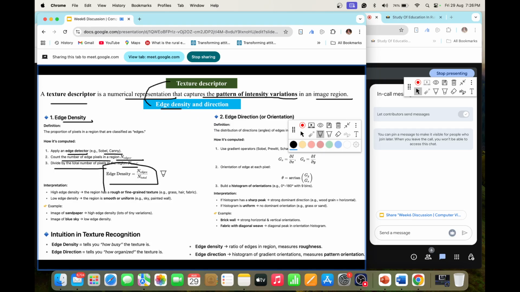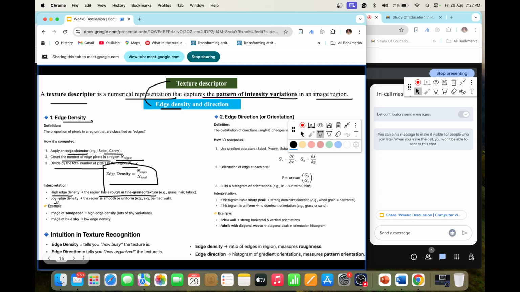So we have got edge density. Again, what is the edge density? n edge is the number of edge pixels, n total is the number of total pixels. By this we can get the edge density. So what does high edge density mean? The region has a rough or fine-grained texture.